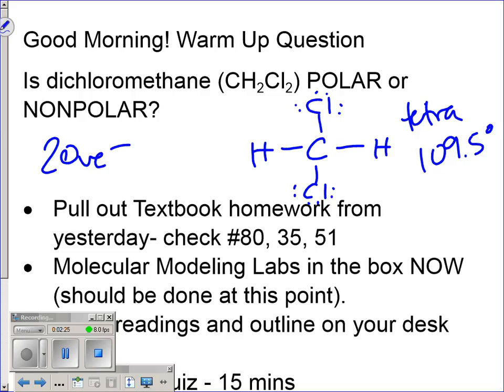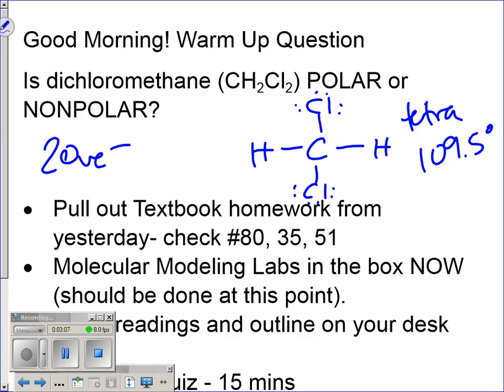I want you to discuss in your group just polar and non-polar. Do these cancel out? Tell me, do these cancel out? Do they cancel out? So we have this built, right? It doesn't matter how I hold it, how I draw it. There's an unequal distribution of electrons here. Where are the majority of the electrons, and how does the bond polarity point to that?